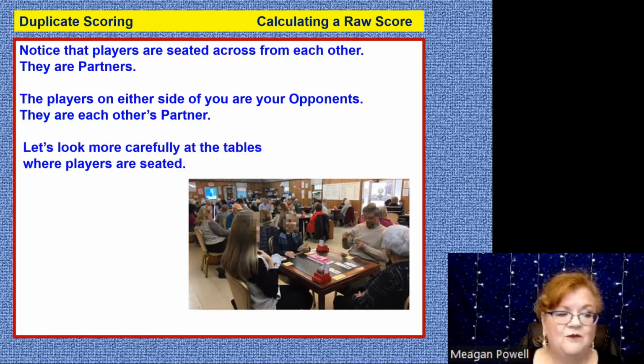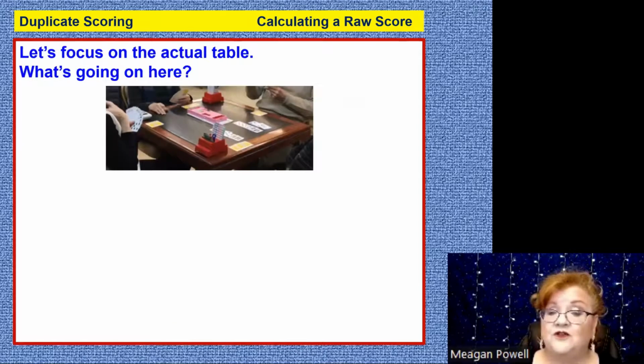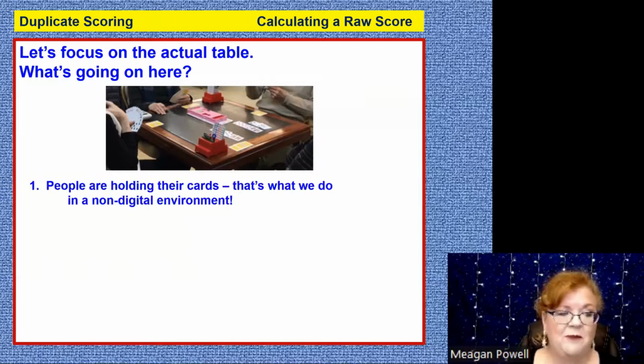Now, I want to look a little more carefully at the table where the players are seated. I'm going to look at this first table right up front here. I want to focus on the actual table surface. So what's going on here? If you've never been in a live bridge club, this is going to look a little different than what you're used to. First of all, notice people are actually physically holding something called cards. Oh my goodness. Some of you have never done that in bridge. People are holding their physical cards. And that's actually what we do in a real live bridge situation.